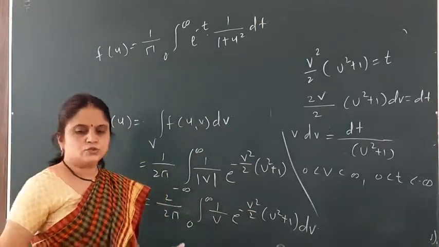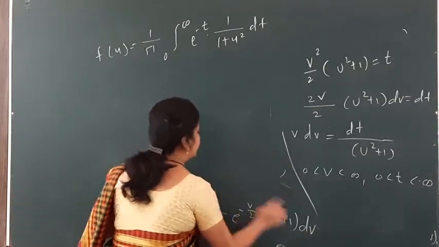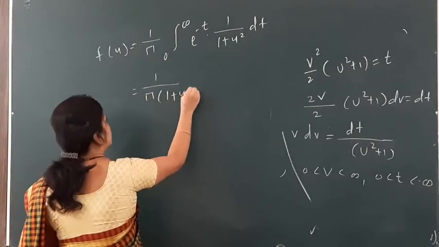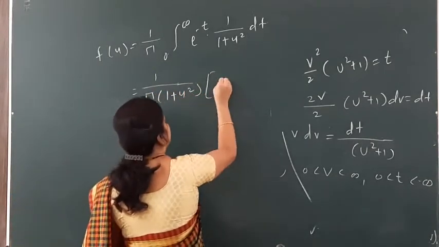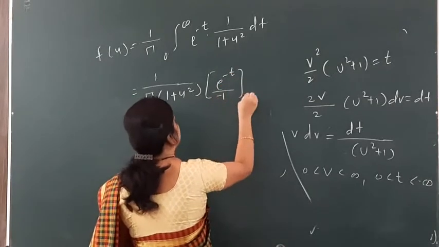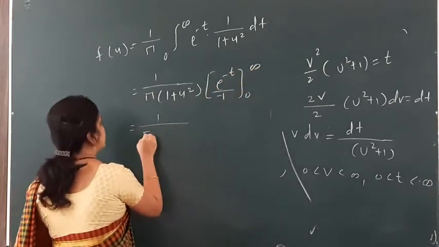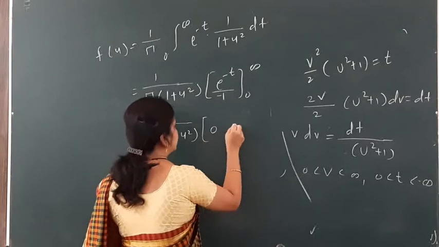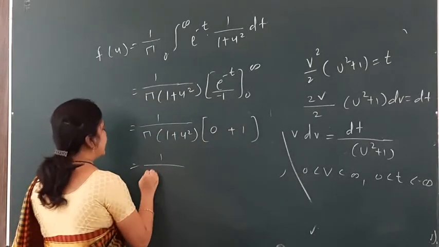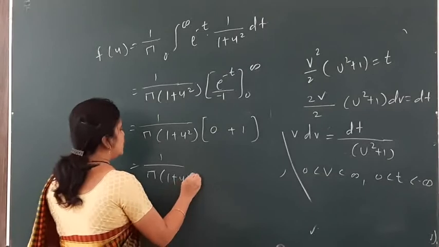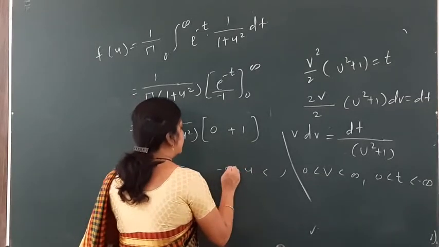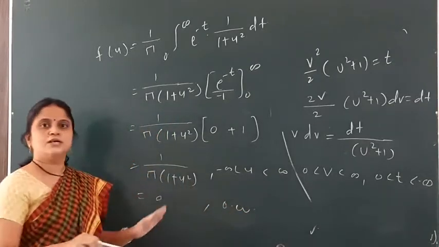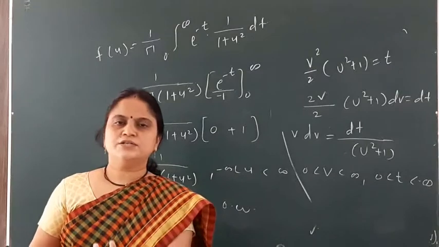Okay, now I need to find the integration of this. The constant part is 1 upon 1 plus u square, it is common. Then e raised to minus t, minus 1, 0 to infinity. So this comes as 1 upon pi into 1 plus u square, again 0 minus minus plus 1. So I get the answer as 1 upon pi into 1 plus u square for u from minus infinity to infinity, 0 otherwise. So it comes as a Cauchy distribution with parameters 0 and 1.